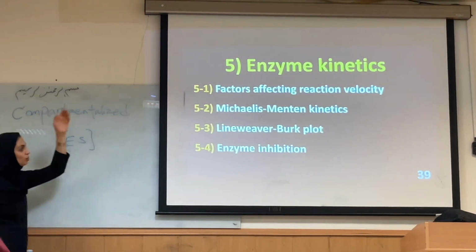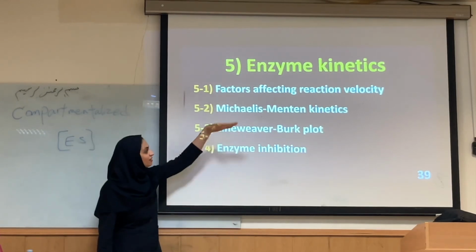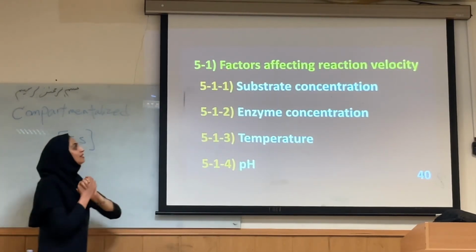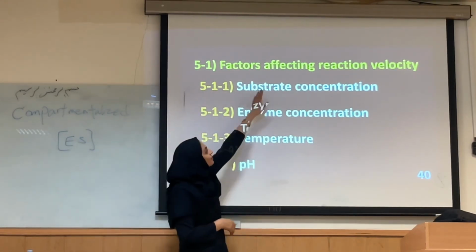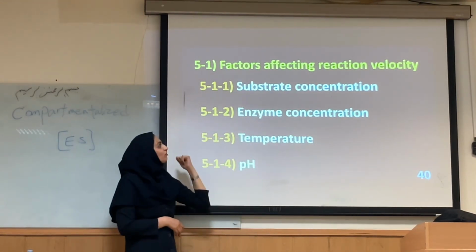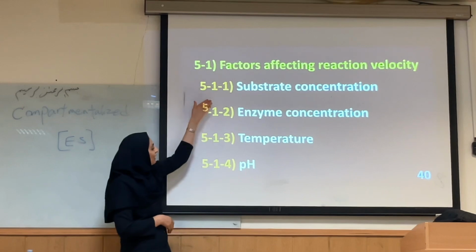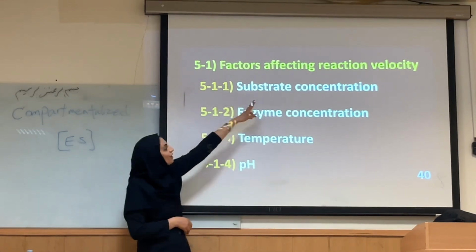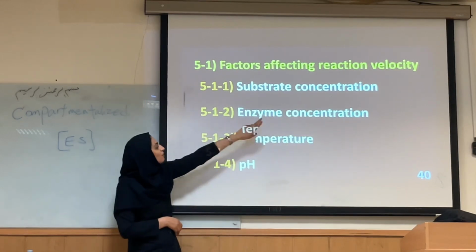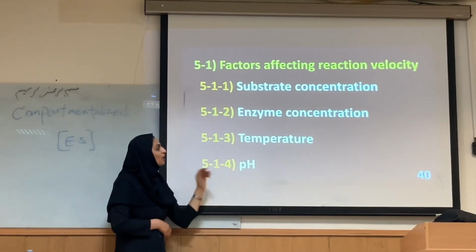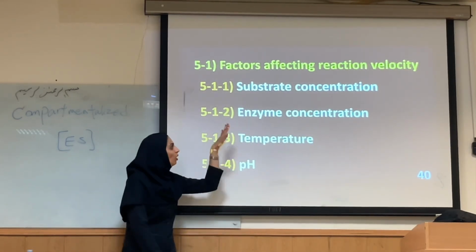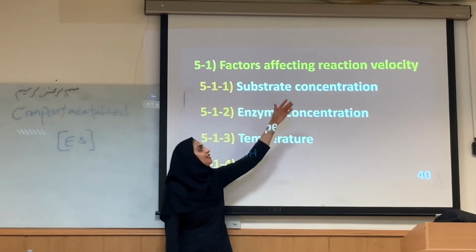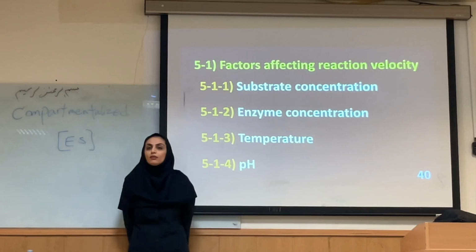So, guys, some of you have studied some of them, and for some of you this is the first time that you want to study. Guys, factors affecting reaction velocity can be categorized into four groups: substrate concentration, enzyme concentration, temperature, and pH. Tell me, what do you know about the effect of these on the reaction velocity?